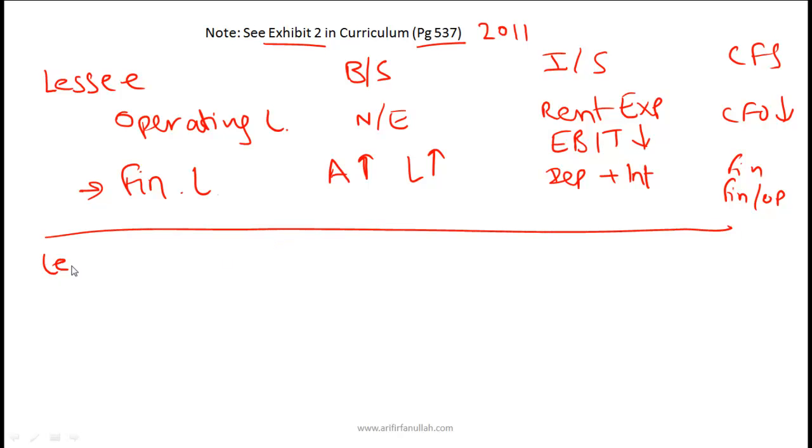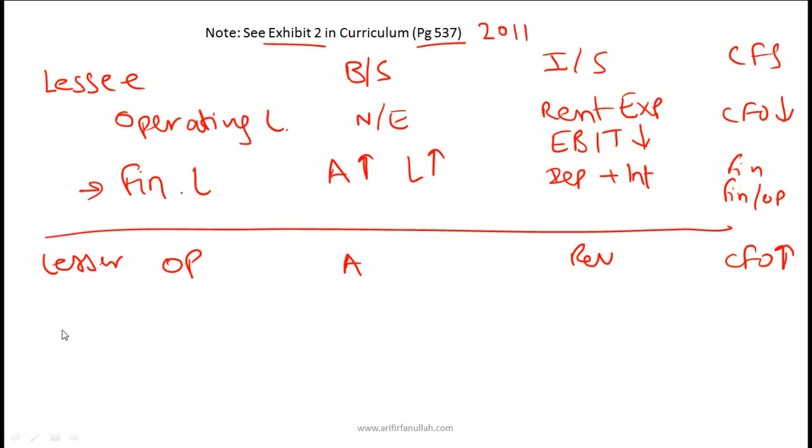Then if you take the lessor perspective, again we can either have an operating lease or a finance lease. If this is an operating lease, then the asset remains on the balance sheet. So we keep the asset on the balance sheet of the lessor, and the income statement reports the revenue. Whatever money is coming in is reported as revenue, and on the cash flow statement we show money as cash flow from operations, so that will go up.